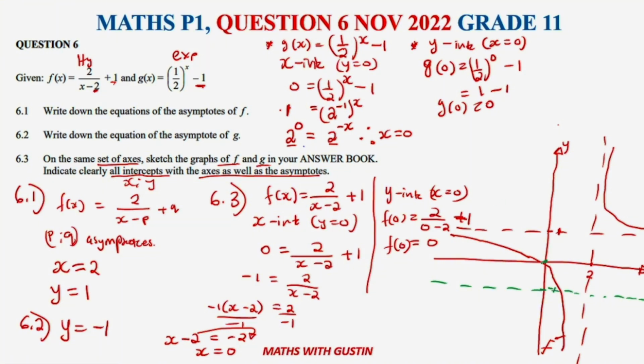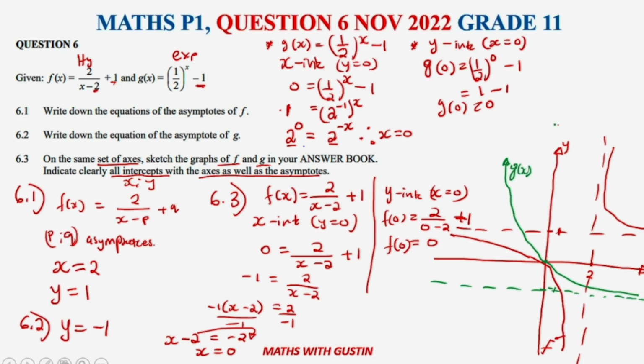What is a? a is positive. So our graph is going to look like this. There you go. It will not touch the asymptote. There is our graph. This is the g of x.